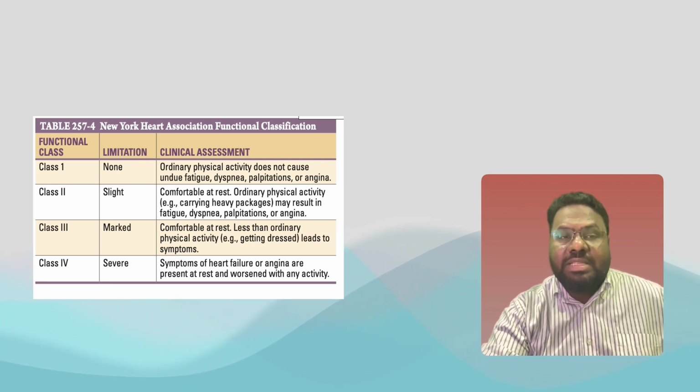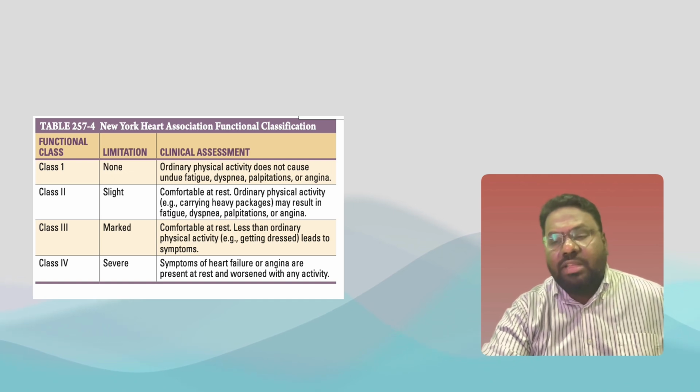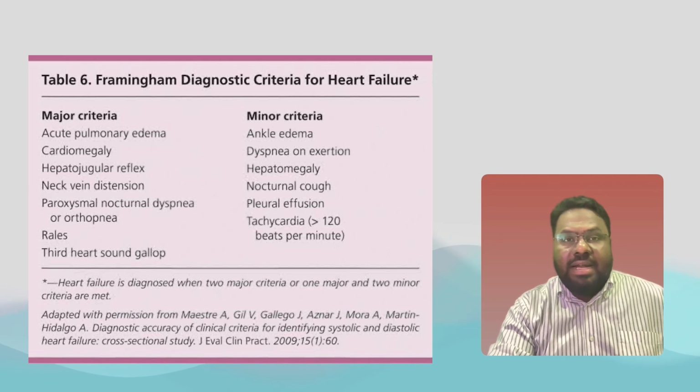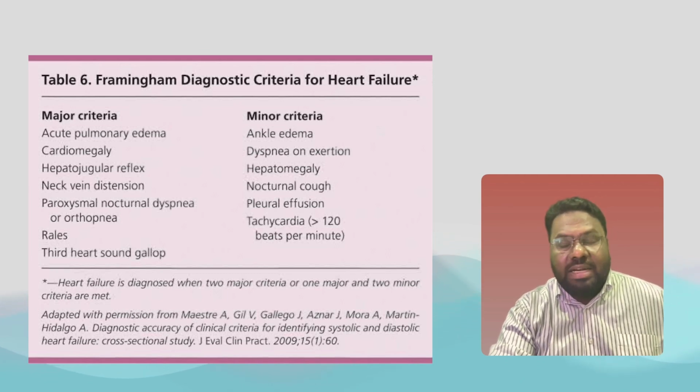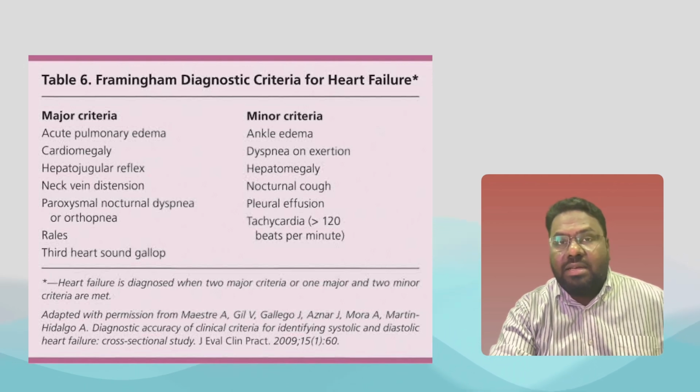So symptoms at rest is class 4, less than ordinary activity is class 3, symptoms at ordinary physical activity is class 2, and no limitation of physical activity, with ordinary physical activity not causing any symptoms, is class 1. There are 4 classes of NYHA classification. This criteria has become obsolete because it is not mentioned in most of the textbooks, but still sometimes your examiner is very fond of asking and they want to see this criteria written in your MBBS and university exams.